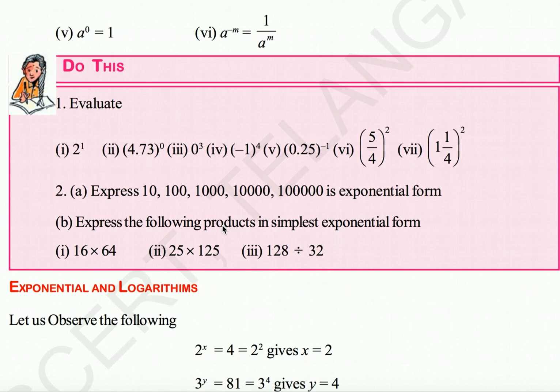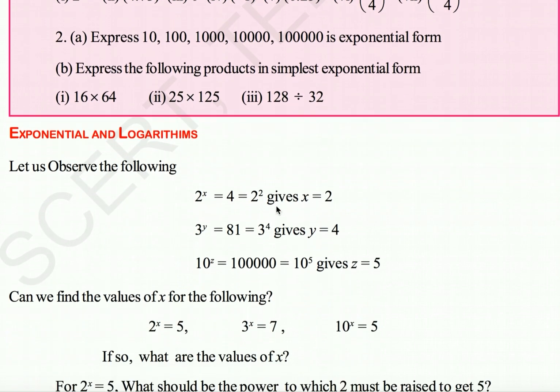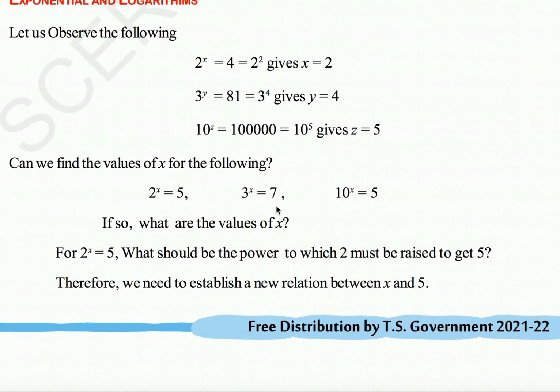Okay. Express the following product in the simplest exponential form. Nothing but 2 power 4 is this, 2 power 6 is this. A power m into a power n is a power m plus n. So 2 power 4 plus 6 is 2 power 10. This is 2 power 10. Okay. This is 5 square, this is 5 cube. So 5 power 5. And this one, 32 fours it will go. Okay, so 2 square.